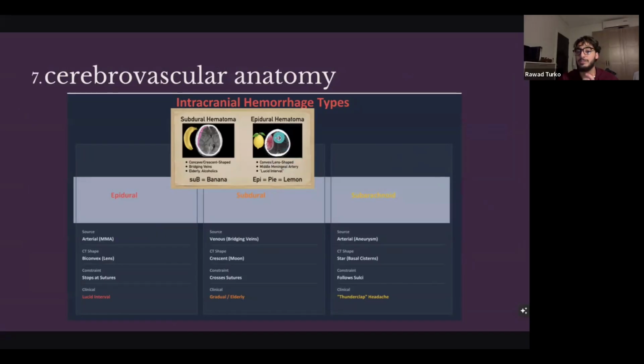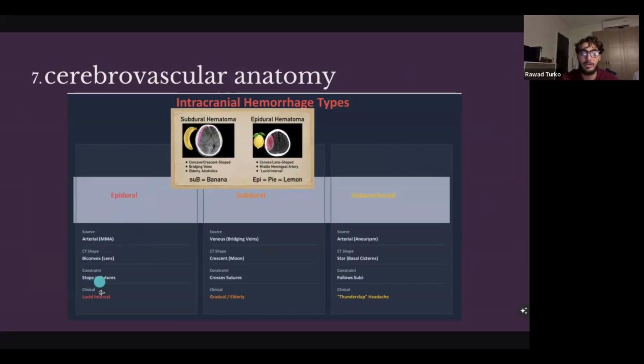Again, if it's convex or lens shaped, then this is the middle meningeal artery and this is an epidural hematoma. If it's banana shaped, then it's a subdural hematoma, and this is because of the bridging vein. So this is a venous hemorrhage. This is an arterial hemorrhage.